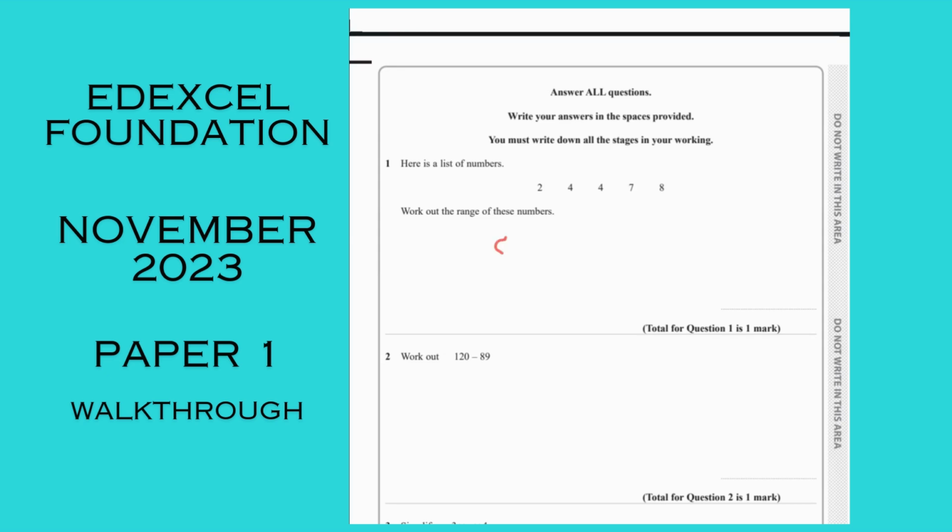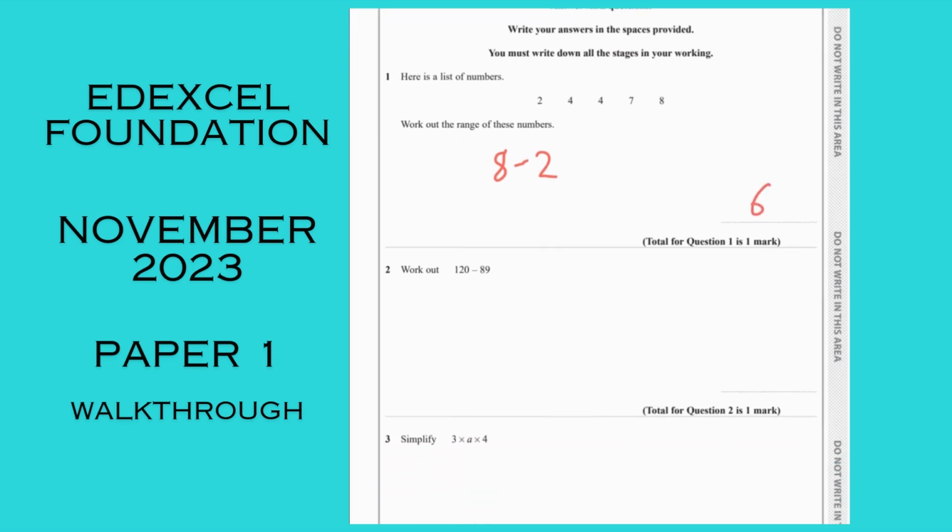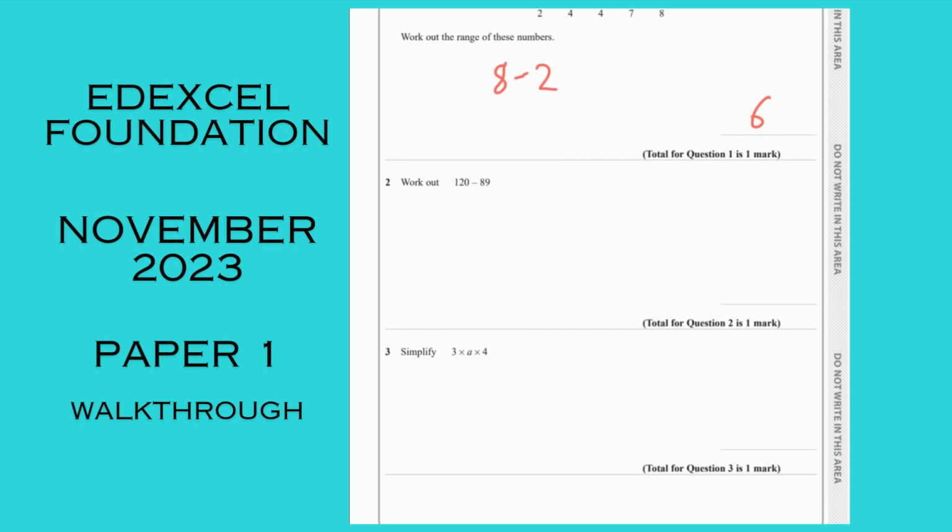So here we go. Range, they've actually put them in order already. Try and trick you probably into doing median, but range is biggest, take away smallest, giving us the answer of 6. Next, 120 take away 89.